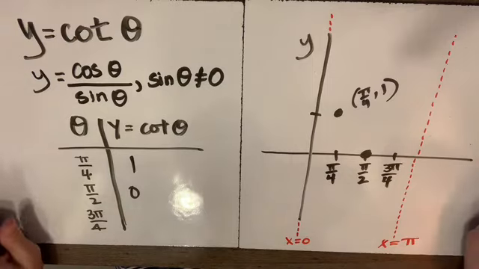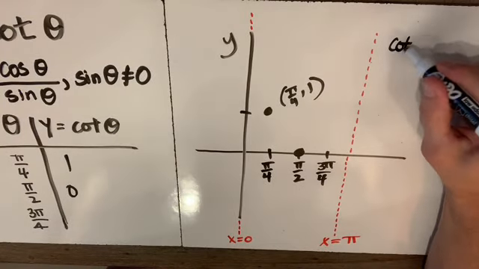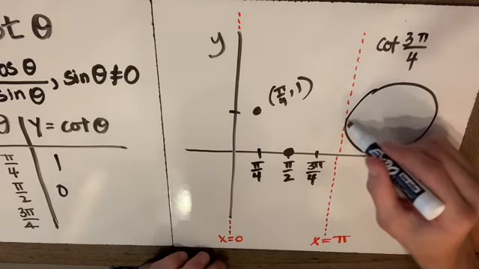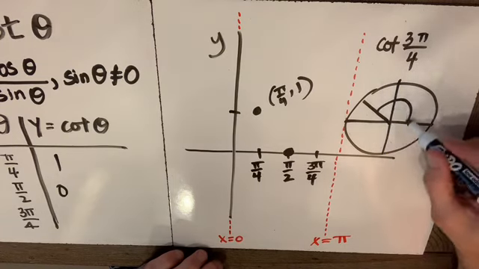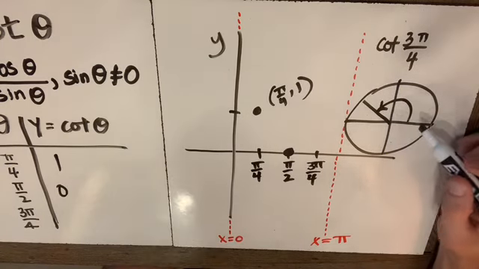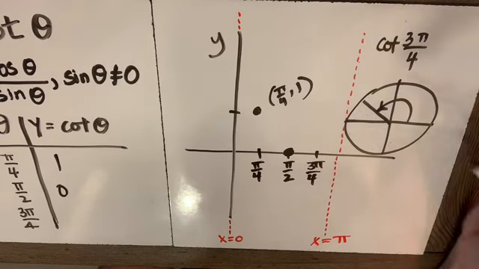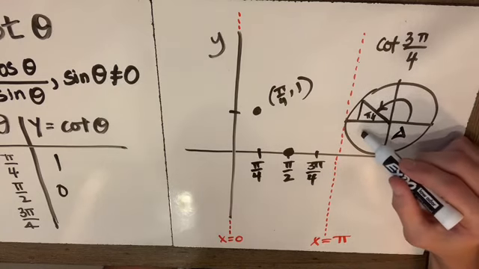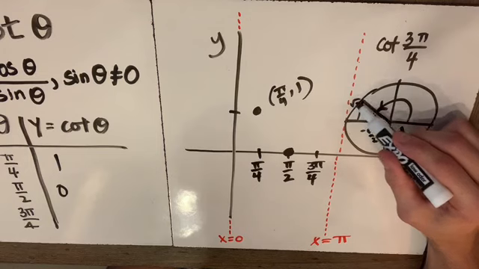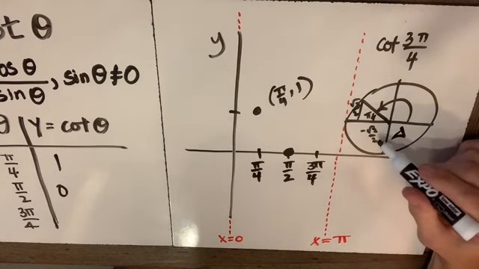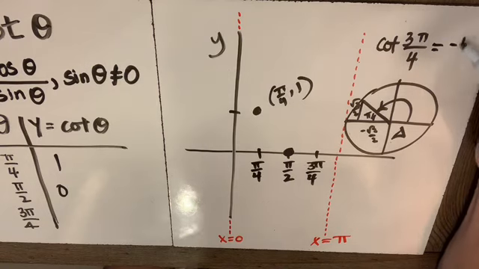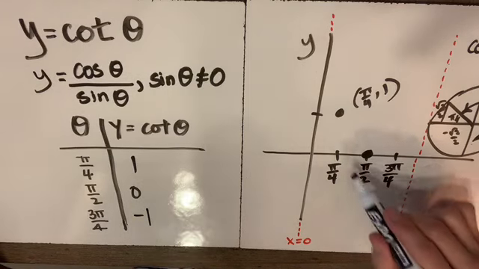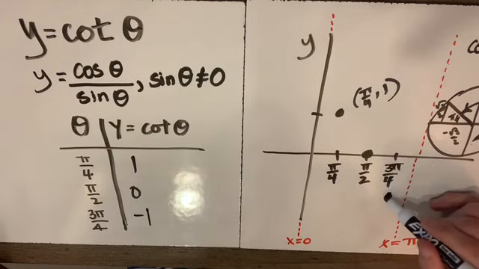Let's look at 3 pi over 4. If I'm looking at cotangent of 3 pi over 4, of course I want to make a little unit circle, and I know that 3 pi over 4 is here. So there's my obtuse angle. Since pi is 4 pi over 4, our reference angle is pi over 4, and we're going to look through that. This is going to be negative root 2 over 2, and here is positive root 2 over 2. Adjacent over opposite is negative root 2 over 2 over positive root 2 over 2, which gives us negative 1. So our result here is negative 1, and our point is 3 pi over 4, comma, negative 1.